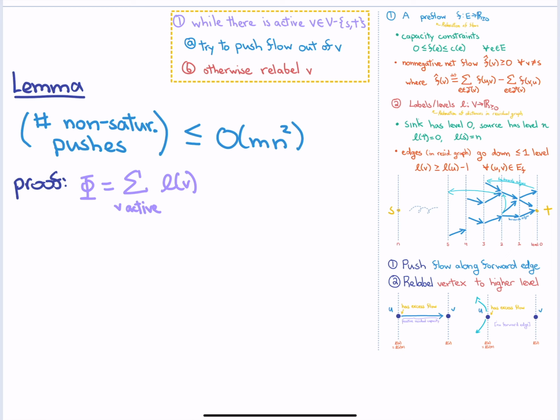Okay, so let's see what happens with each of the operations. So suppose I do a relabel, right? How much does the potential change? Okay, it will be 1, right? So level 10 goes to 11, so the contribution goes from 10 to 11. All right, how about a saturating push?